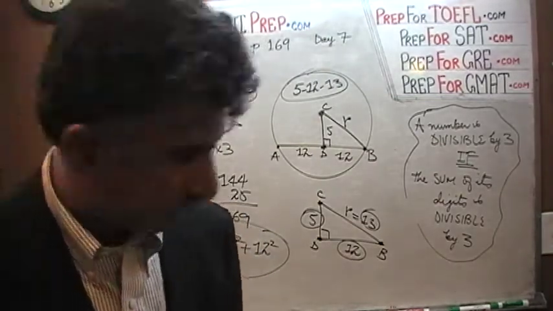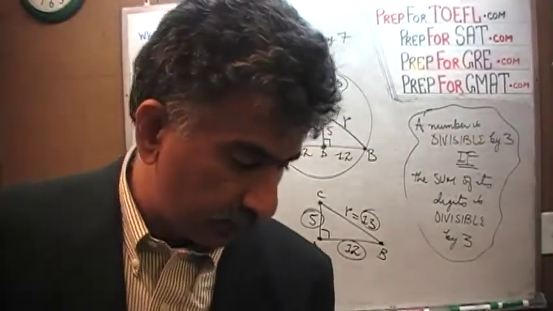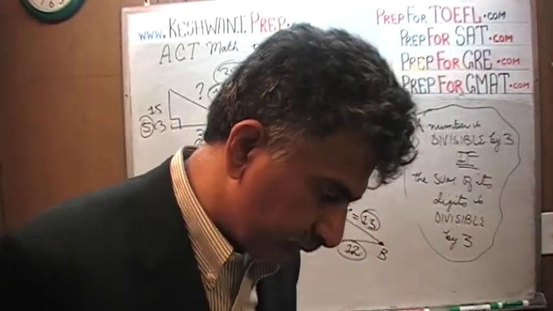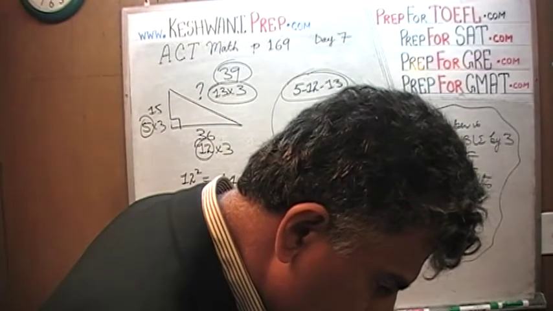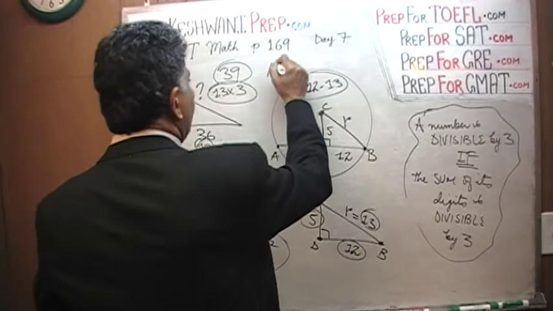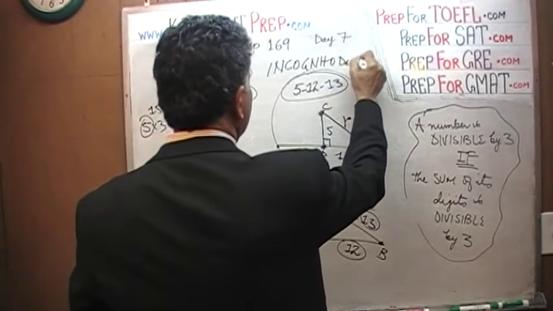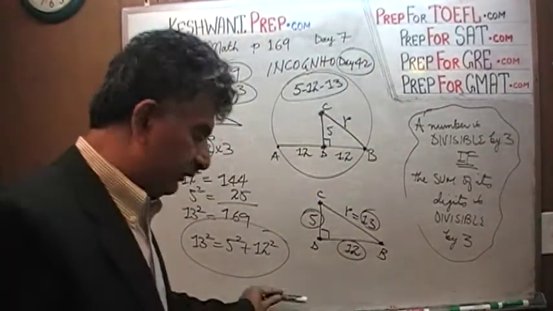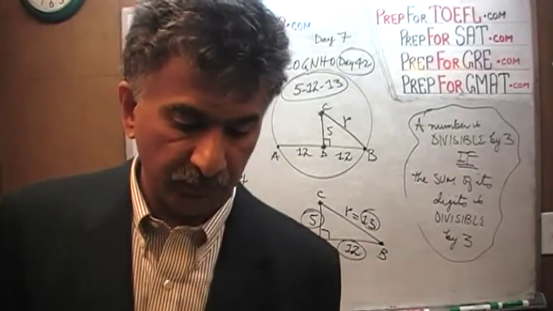You understand? Oh, I erased it from yesterday. Incognito was the word that we learned on day 42, I believe, in our vocabulary lessons. Day 42 in our vocabulary lessons is when we learned it. Just type in ACT vocabulary words, day 42, and the video will pop right up.